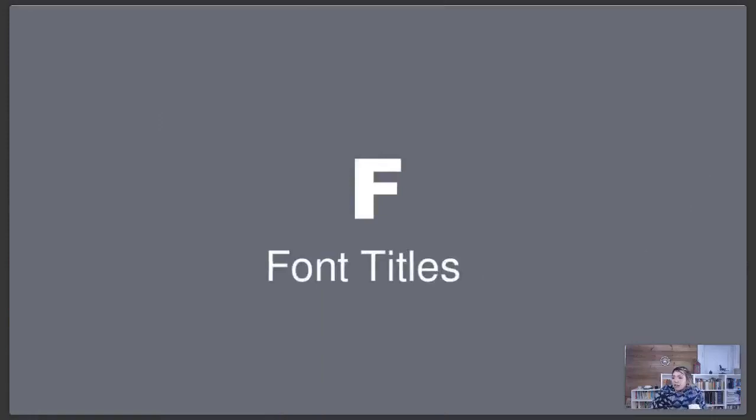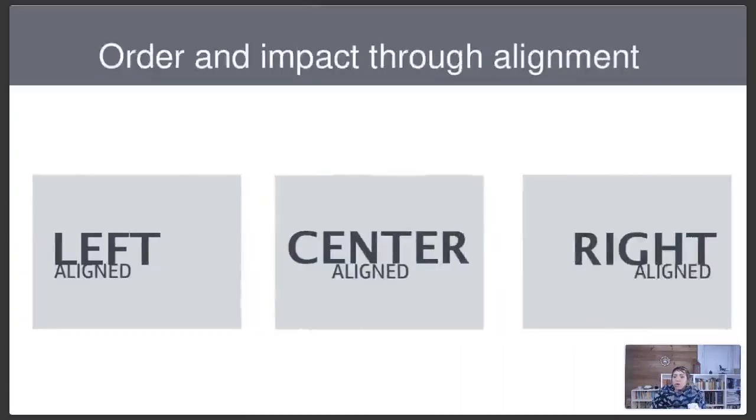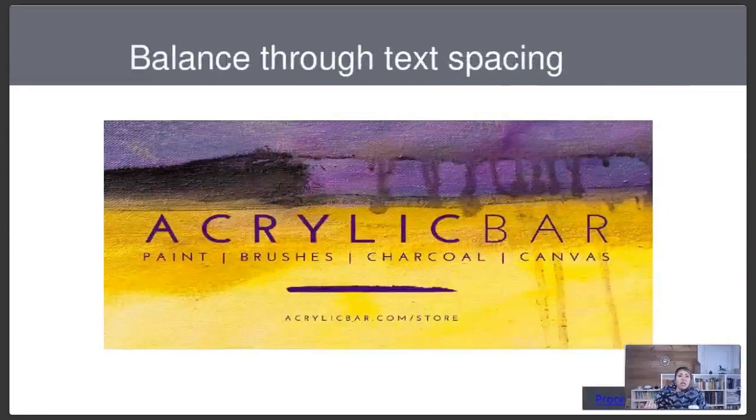So now we want to look at font titles. Looking at font titles, this is pretty basic. You've got left aligned, center aligned, or right aligned, where you can put a title when you're trying to use it as a title. So you see, that's real basic. We also have balance through text spacing. Here you see that they have spaced all of this acrylic bar all the way across by literally spacing out the words. And then we have the words below, which are closer together. So it really creates this logo essentially, right? That's what's going on here.